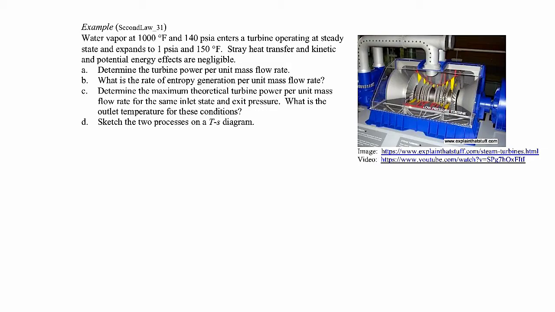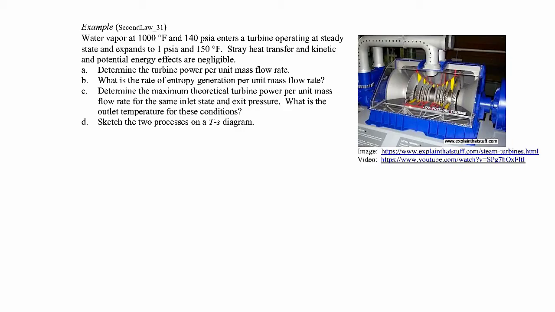Part B is what is the rate of entropy generation per unit mass flow rate. That should also be straightforward. That's an entropy equation kind of problem. In part C, we're asked to determine the maximum theoretical turbine power for the same inlet state and exit pressure. What is the outlet temperature for these conditions? That one's a little trickier. We'll come to it at that point. And then sketch the two processes on a TS diagram.